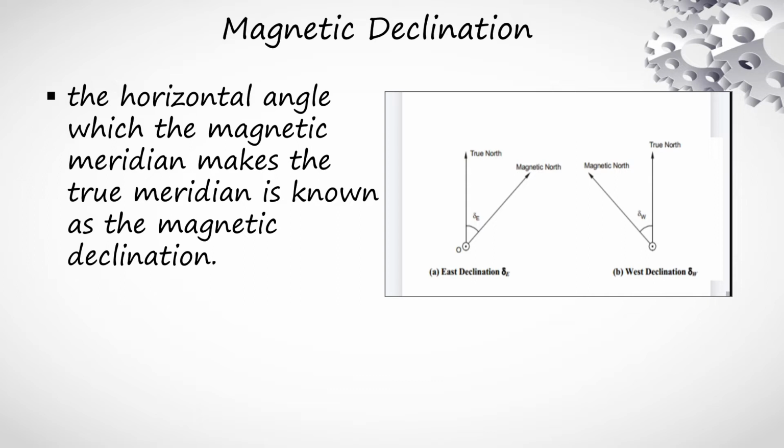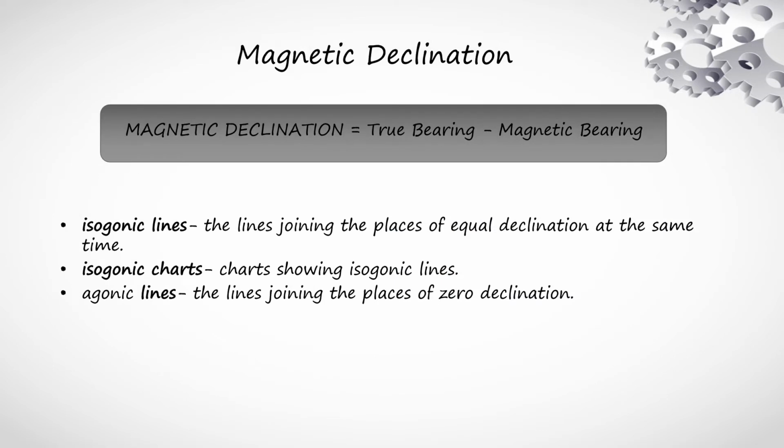Since the magnetic meridian varies from place to place and from time to time on the Earth's surface, the amount and direction of the declination is different at different places and at different times. If the true bearing of a line is determined by the astronomical method, the declination of that place can be found by observing the magnetic bearing of that line and finding their difference.